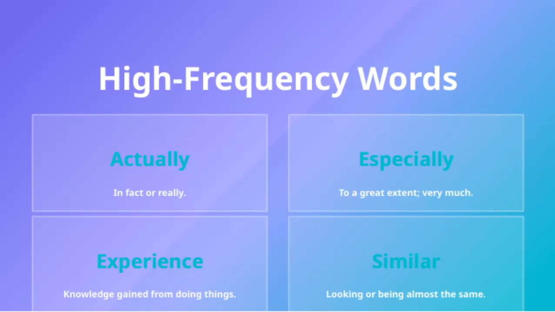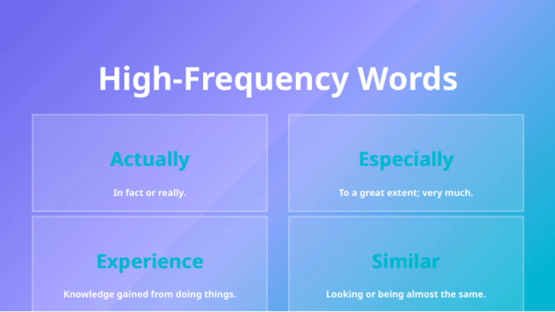When we talk about things looking or being almost the same, we're referring to the idea of similarity. It's about recognizing how two things can be very alike, even if they're not exactly identical. This concept is important because it helps us understand comparisons and distinctions in our experiences. Next, we have the word similar, which is used to describe things that share common features or qualities. When you notice that two ideas or objects are similar, it means they have something in common that makes them comparable.